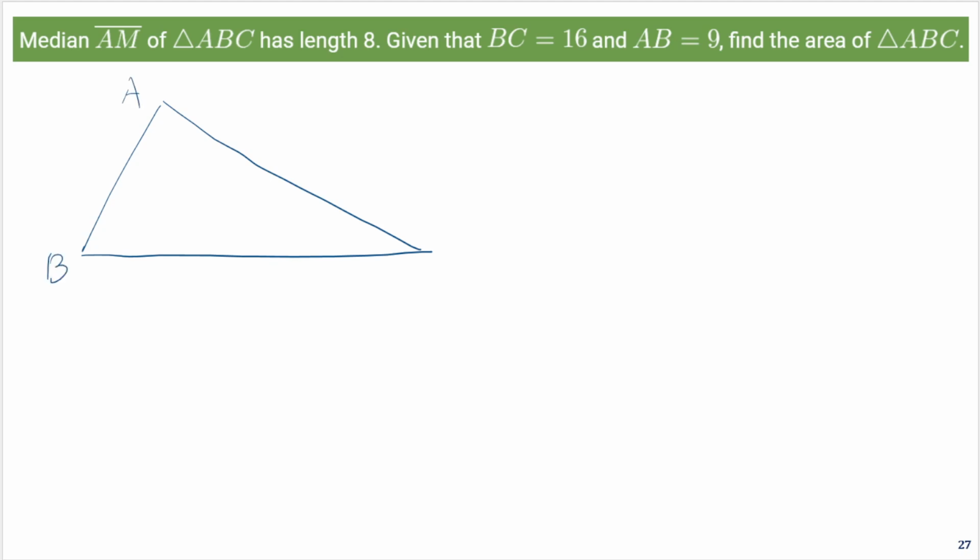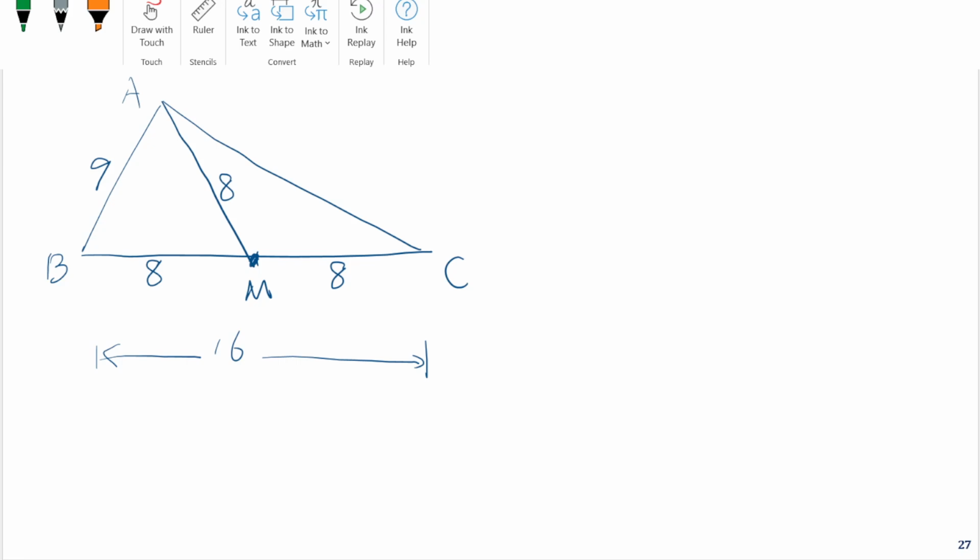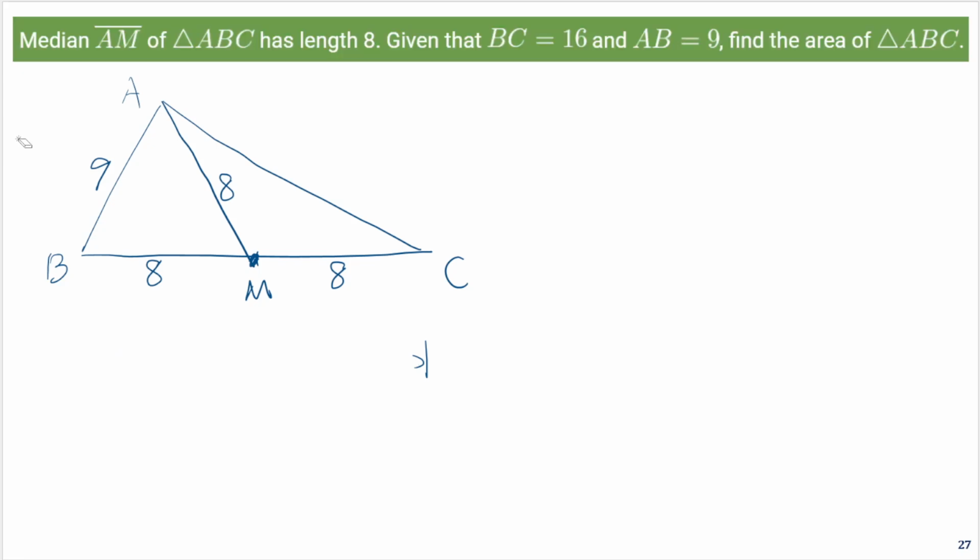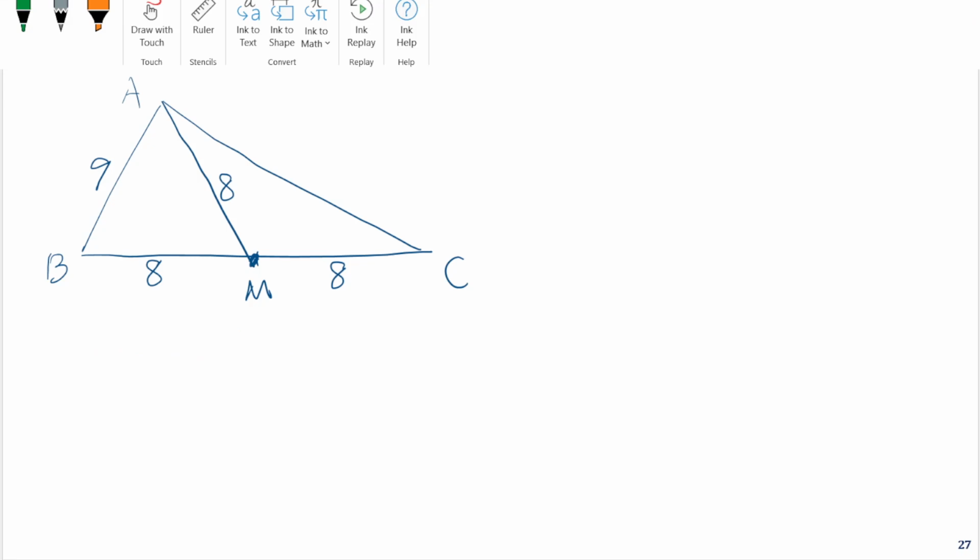Okay, again, let's draw the diagram here. Median AM, we have a median here, AM has length 8, given that BC equals 16. AB equals 9. What is the area of triangle ABC? Okay, so basically we know BM is 8 and MC is also 8, right? Because M is the midpoint of BC. Any ideas?